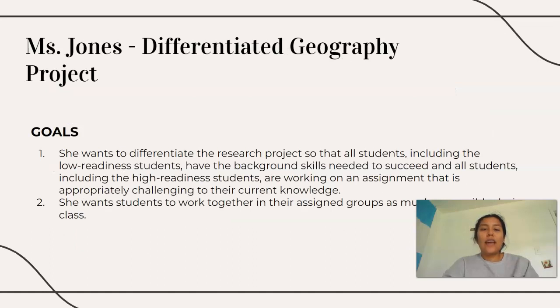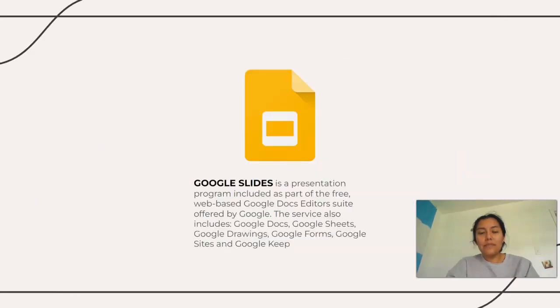So let's go ahead and see the goals that she wants to work towards. She wants to differentiate the research project so that all students, including the low readiness students, have the background skills needed to succeed. And then she wants to also have the high readiness students working on an assignment that is appropriately challenging to their current knowledge. She also wants the students to work together in their assigned groups as much as possible during class time.